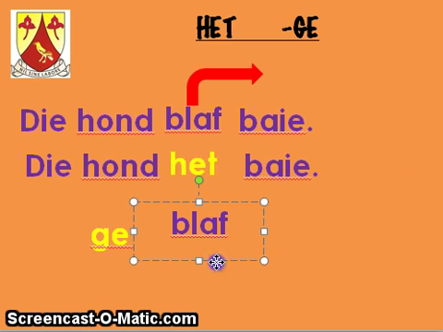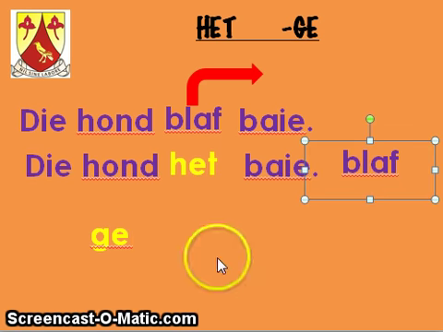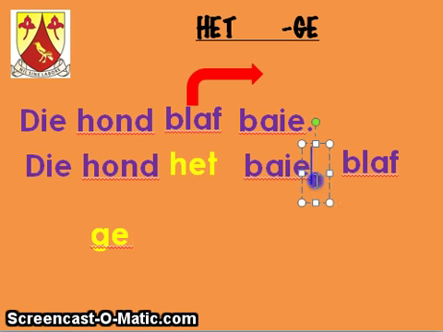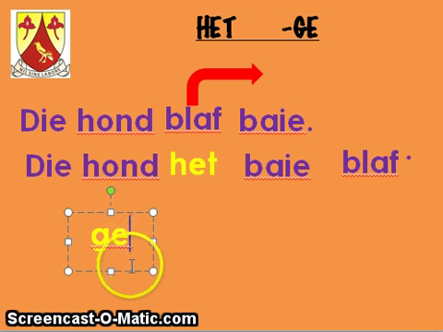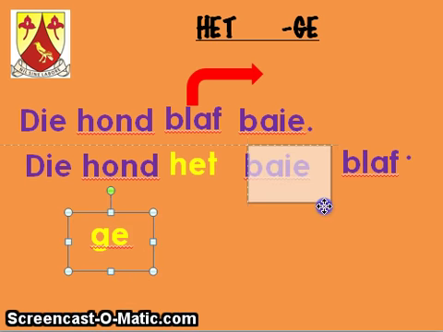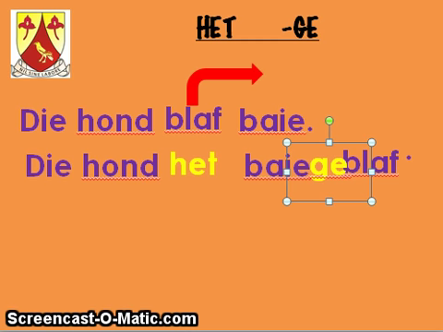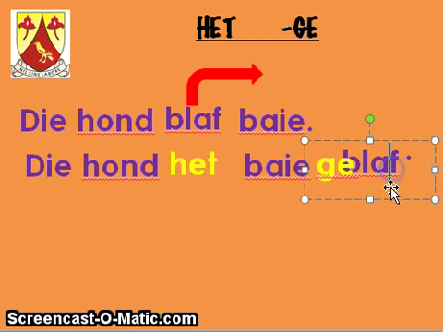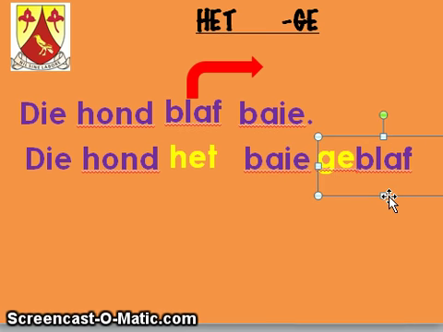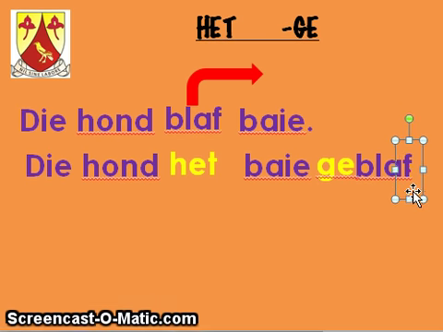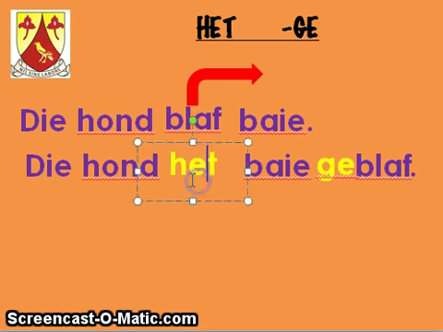Okay, so now it becomes die hond het. Baie doesn't move its place. Baie. And then we can't just leave blaf on its own. We need to say geblaf. All right, so die hond het baie geblaf. Okay, there we are. We moved blaf, which was the werkwoord, the verb, to the end of the sentence. Nothing else changed its place. And we added ge to the blaf to make it geblaf. It tells us that it's in the past tense.